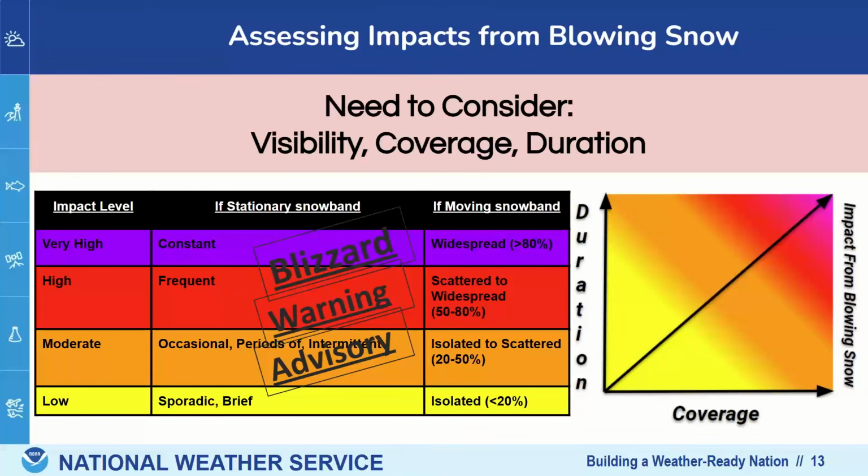And this is a guide to what our headline decisions look like. It takes duration and coverage into account when we're thinking of visibility impacts from blowing snow. So low to moderate, that's where you're getting isolated to scattered types of impacts. That would be an advisory type day. But when you get into the purples and reds, the high and frequent, constant blizzard conditions, that's when we need a warning headline out. And you can occasionally get blizzard conditions within a moderate risk or a moderate category of duration and coverage, but they're going to be much more isolated and last for much less time.